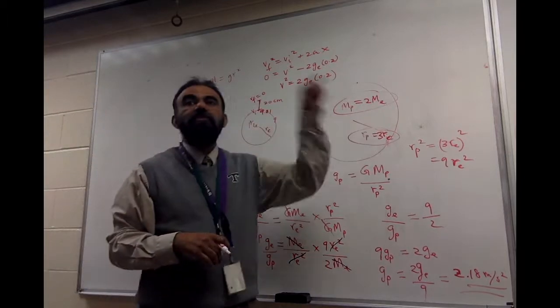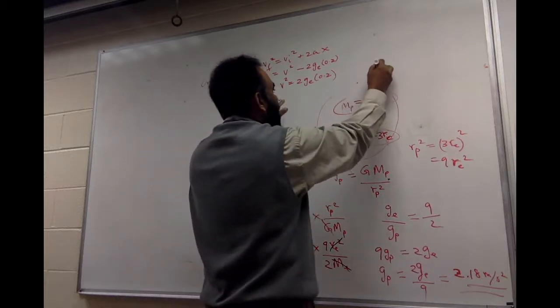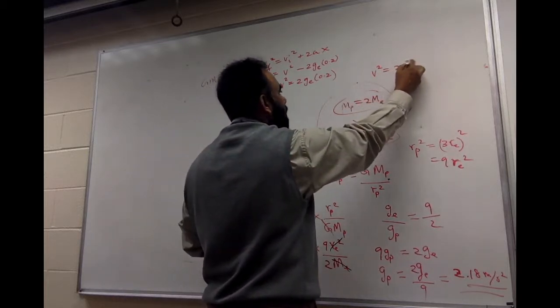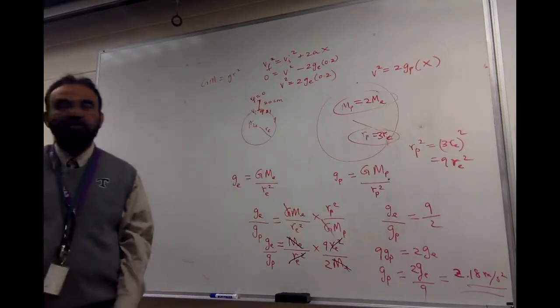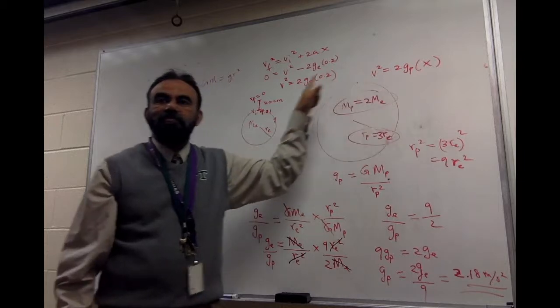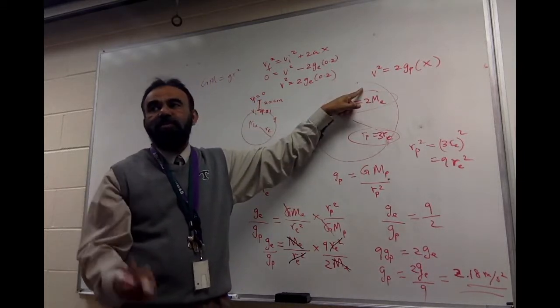And on this planet, you're doing the same thing. Your V squared is exactly the same. So it'll be 2 times g_P times x. So equate the two, because the V squared on this and the V squared on this is the same, because you are the person jumping.